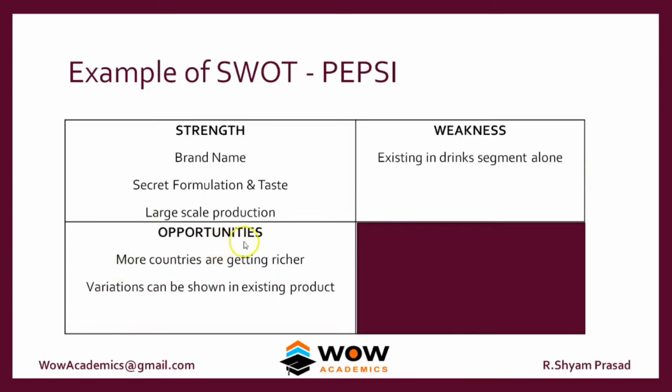The opportunity is they can go to more countries because most countries are becoming richer in nature. Wherever the countries are becoming rich, the people in that country would start to consume more of Pepsi than water. At that point, Pepsi can make money. And also they can show variations in the existing product.